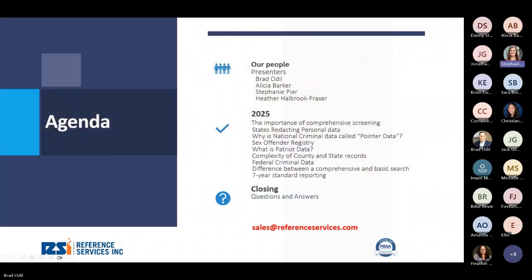Our agenda today covers the importance of comprehensive screening, a look at the different states redacting personal data from records, a specific look into the different types of reports included in a comprehensive background check, like the National Criminal, Sex Offender Registry, Patriot Data, county and state records, and federal criminal. We will then discuss the difference between a comprehensive and basic search, along with a look at the 7-year reporting standard. Throughout the presentation, if you have any questions at all, please submit them in the Q&A chat so that we can answer them as we go.